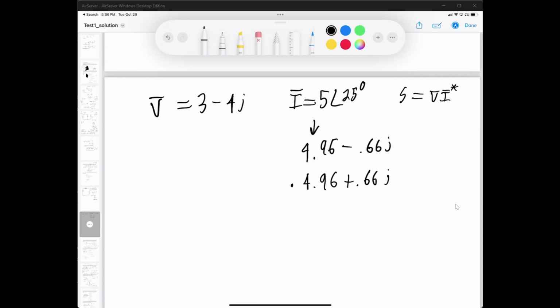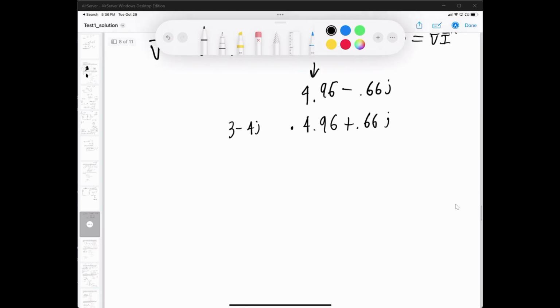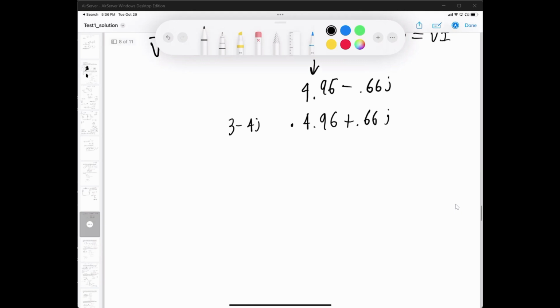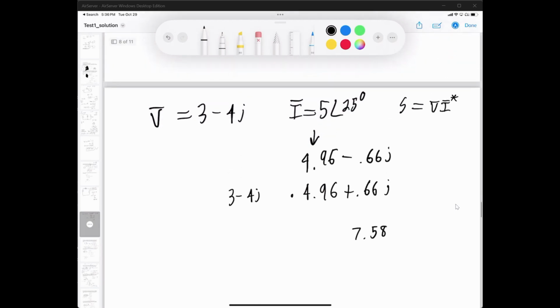J times 3 minus 4j. So we can go back to phasor if we want to now, which would make it 0.66 divided by 4.96. Inverse tangent of that. Mode, put it in degrees. Make sure you're in degrees. So we get 7.58. The magnitude won't change, so it's going to be 5.